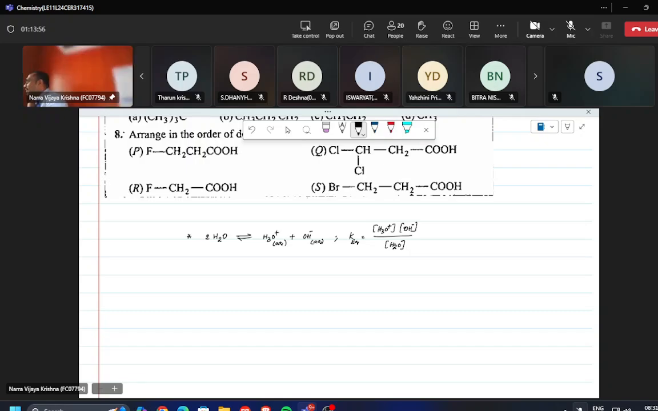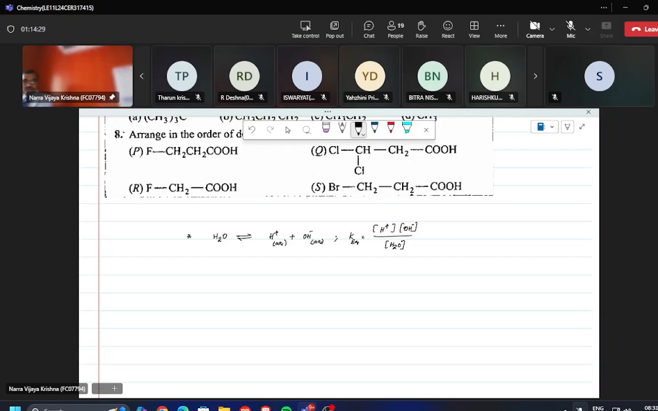Why? I will not write square. This H3O plus I have to write as H plus H2O. So what do I have to write? Correct or not? Okay. For your convenience, to avoid confusion, I am writing like this. Is there anything wrong now?